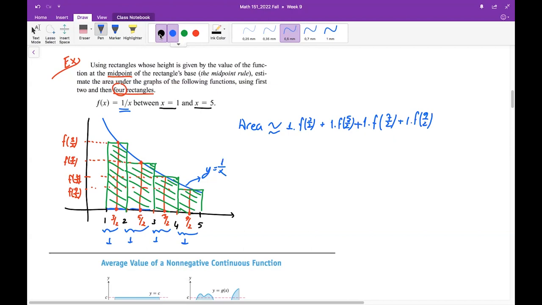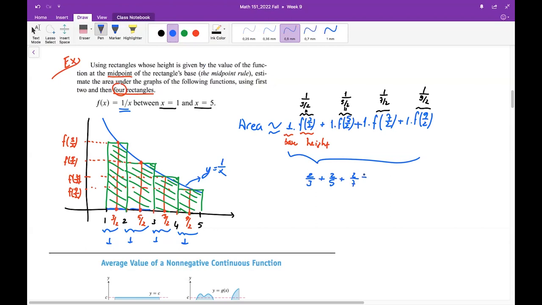Now, it is easy to find these images because we know the function. It is given as 1 over x. So this is 1 over 3 over 2, and this is 1 over 5 over 2, 1 over 7 over 2, 1 over 9 over 2. Okay, so let me also indicate that this is the base. These ones are the heights of the rectangles. The number that you find on the right hand side, what is this number then? It is 2 over 3 plus 2 over 5 plus 2 over 7 plus 2 over 9. This is an approximation for the exact area under your curve.